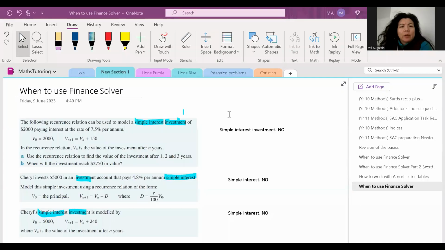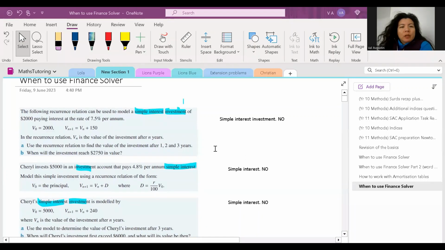Hello, everybody. We are looking today at Year 12 General Maths and Year 11 General Maths as well. That's the VCE course. And we're looking at recursion and finance, and specifically, when is the best time to use Finance Solver? So I've run through a few examples, and basically it boils down to whether you've got simple interest or compound interest, and then there are specific times when compound interest is appropriate.